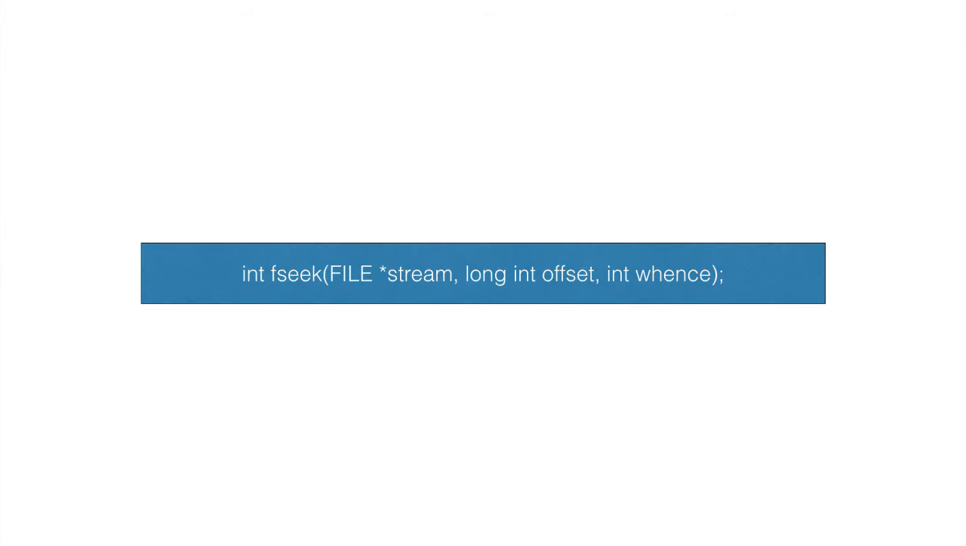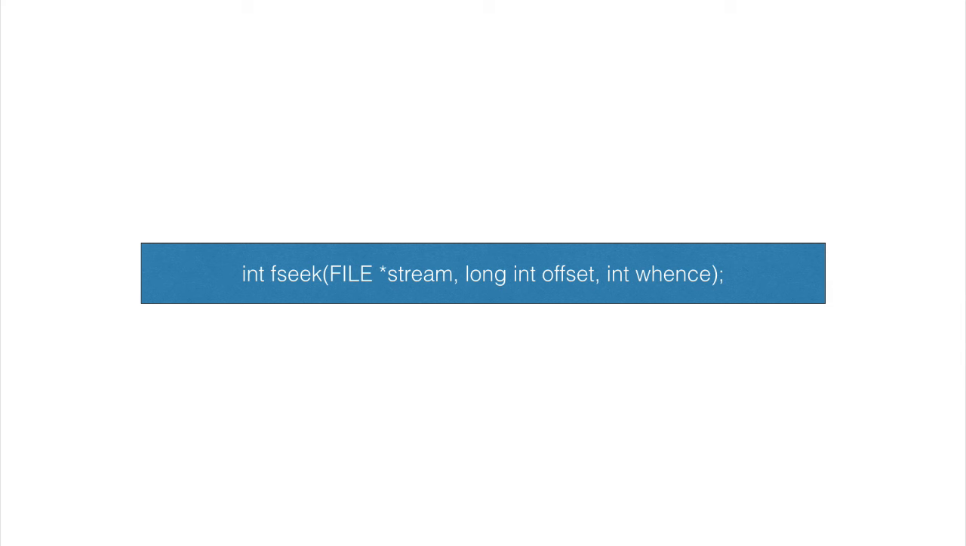But sometimes we need to jump around in a file. Perhaps we need to read the same part of a file again, or we need to skip parts of our file. C contains several functions to help us with this task. Let's start with a function that allows us to move around in a file.